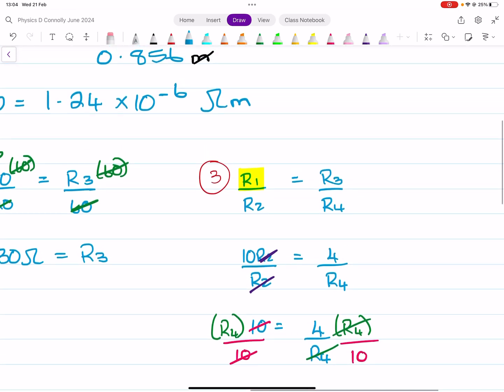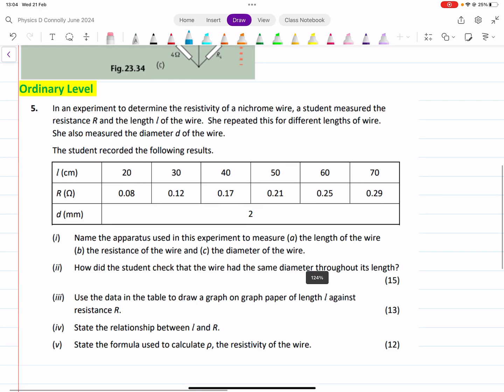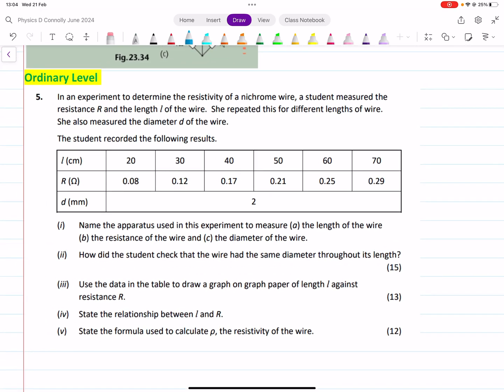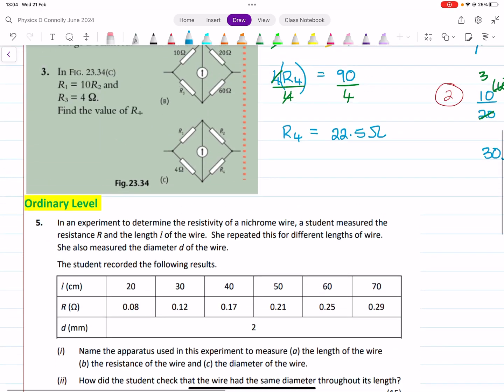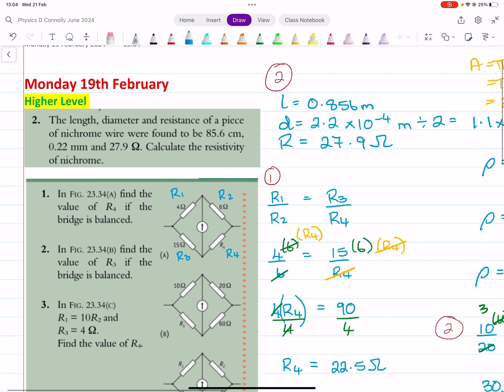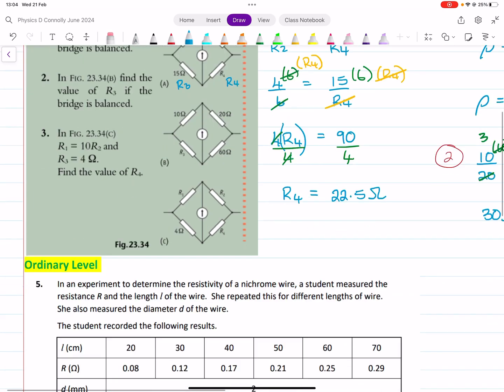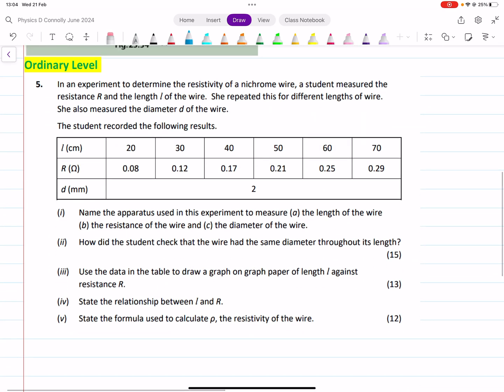Right. So that was the higher level Wheatstone bridge questions. I'm going to go through the ordinary level one. Obviously, all of that is completely higher level, so skip over it if you're not higher level. It's no harm listening to the solutions of the ordinary level ones because obviously, those questions could be asked at higher level.